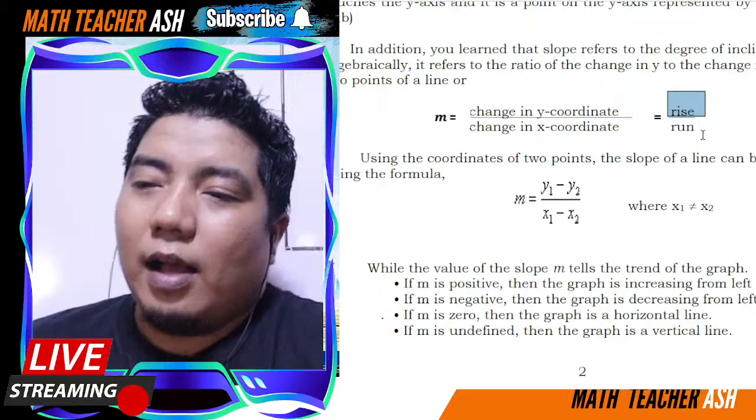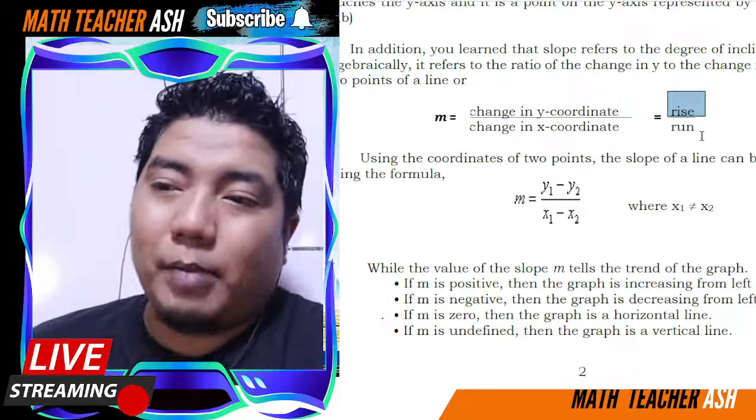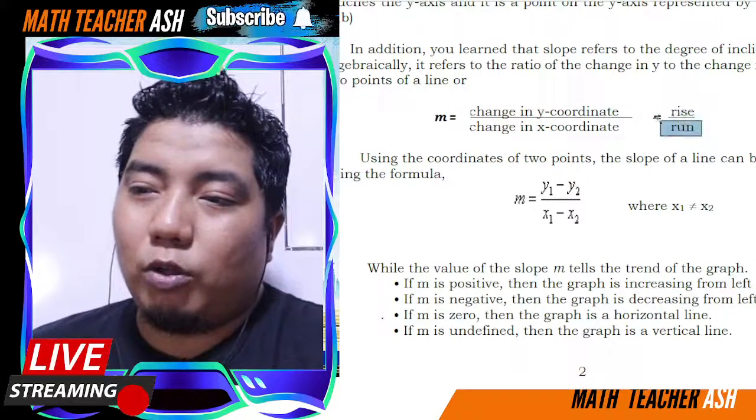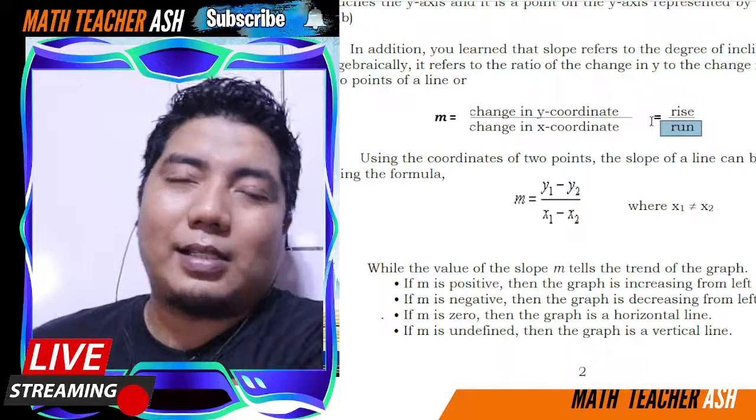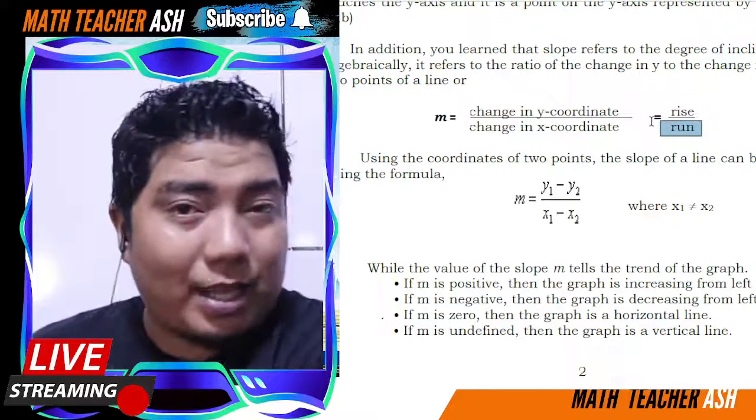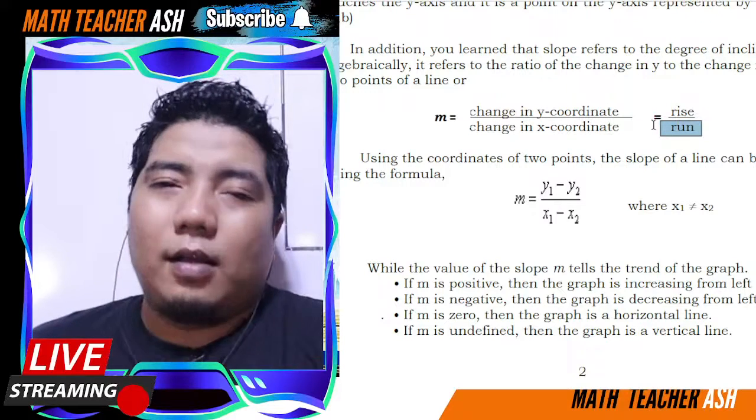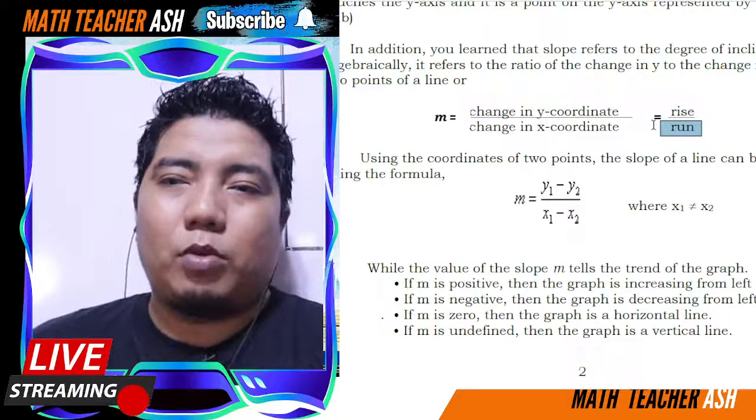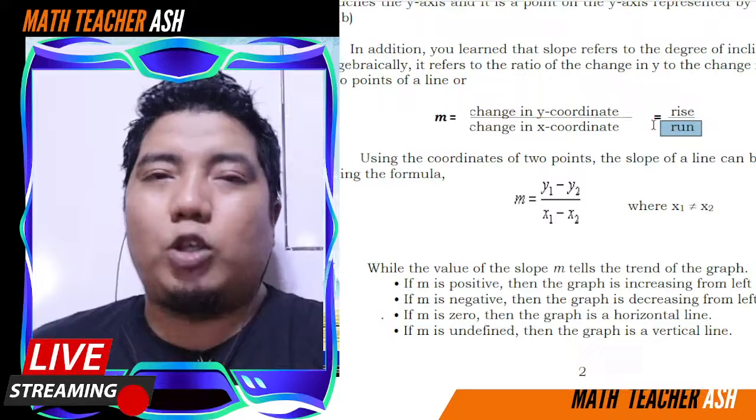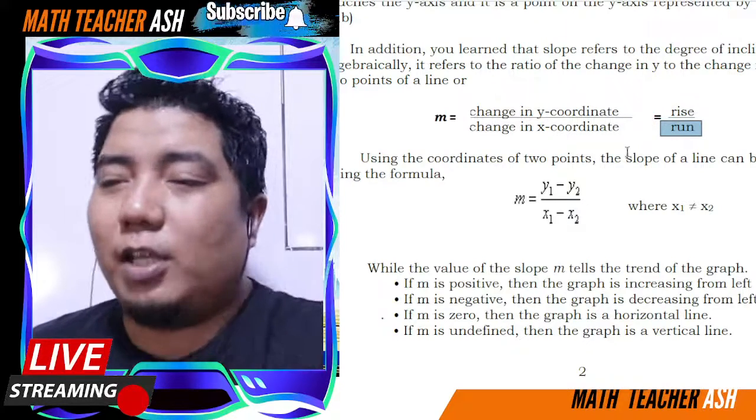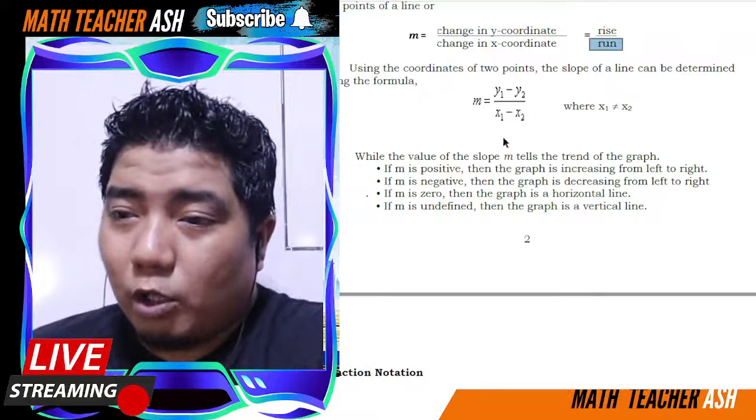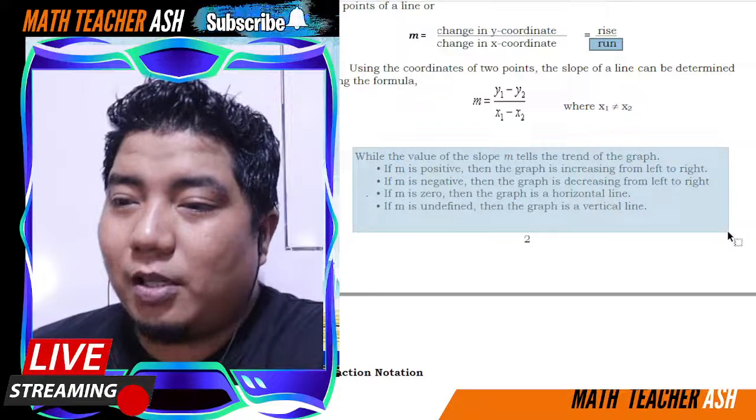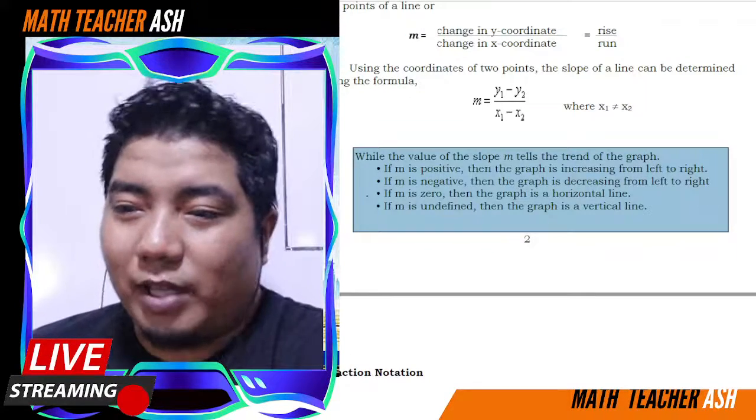And for the denominator, the answer there is the run. So, if the run is positive, you go to the positive side, meaning to the right. But if your run, or your denominator, is negative, then you will run to the left. Okay, so it is that easy, my dear math learners. Okay. So, this is it here. Okay? So, left to right.